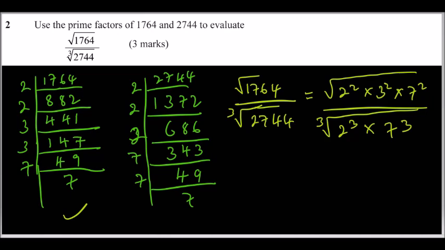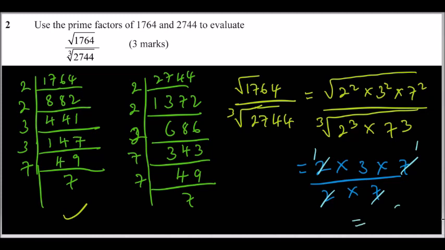Now here we are getting the square root. So the square root of 2 squared is 2, multiplied by the square root of 3 squared is 3, and the square root of 7 squared is 7. You divide by the cube root of 2 cubed is 2, multiplied by the cube root of 7 cubed is 7. So 7 divided by 7 is 1, 2 divided by 2 is 1, here we have 1. So our final answer is 3.